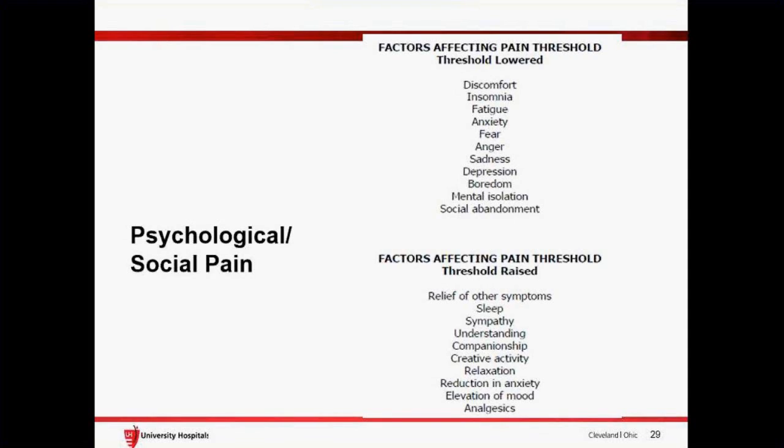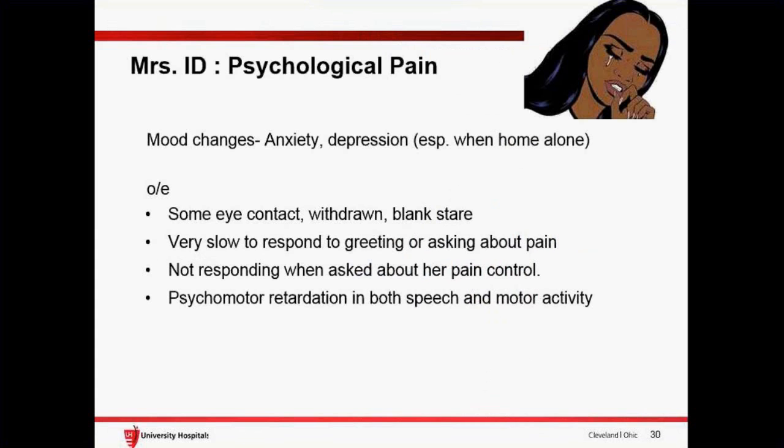These are the factors that can affect the pain threshold. What can lower the threshold is you have more pain, discomfort, insomnia, fatigue, anxiety, fear, anger, sadness, depression, boredom, mental isolation, and social abandonment. That is psychological and social pain. And then the ones where the threshold is raised, that is you have less pain, and there is relief of other symptoms, sleep, sympathy, relaxation, elevation of mood, analgesics. So this is the psychological or social pain.